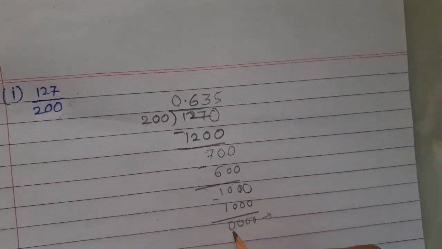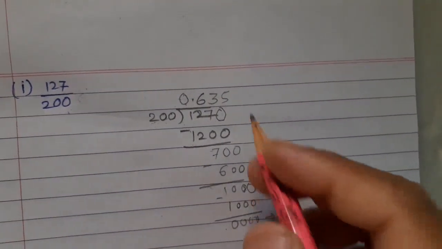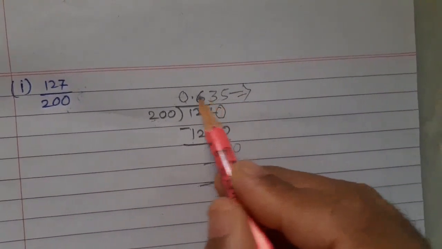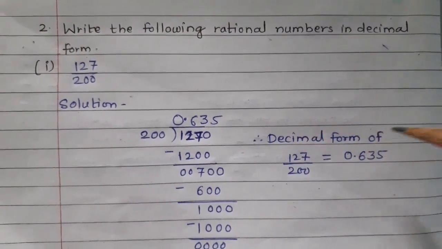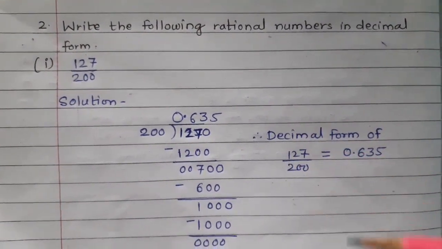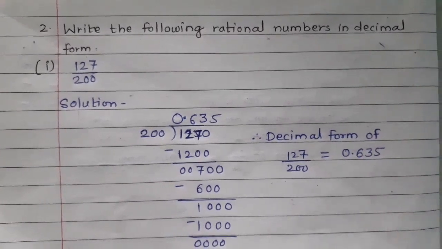Here remainder is 0. The process of division ends here. So the required decimal form is 0.635. Therefore the required decimal form of 127 upon 200 is equal to 0.635.